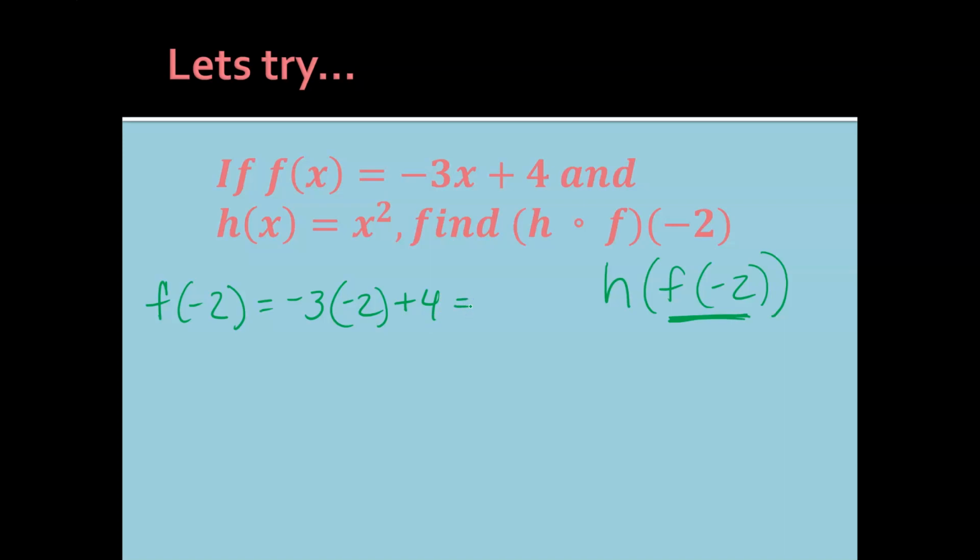You can type this in your calculator. You can do it in your head. You can use Desmos. I get 10 to be the answer. So f of negative 2 is actually 10. So I'm going to replace f of negative 2 with 10.